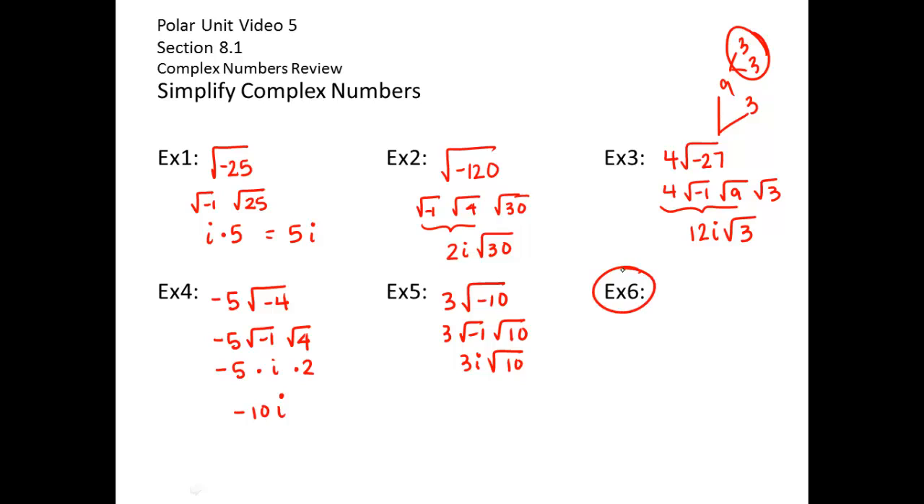Example number 6, I'm going to write for you, and then it's your job to do it. So you can pause the video and do it now, or you can look this over after you're done with the video. So I'm going to have -2 times the square root of -98. Make sure you simplify that before you get to class tomorrow.